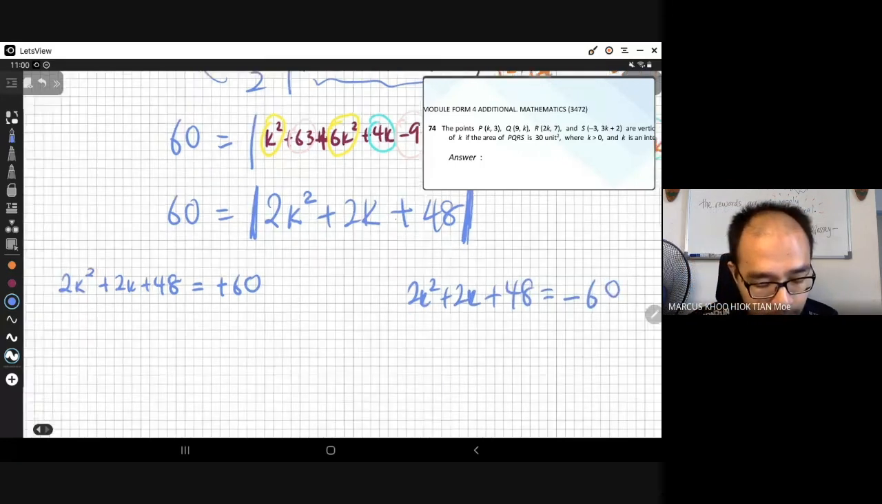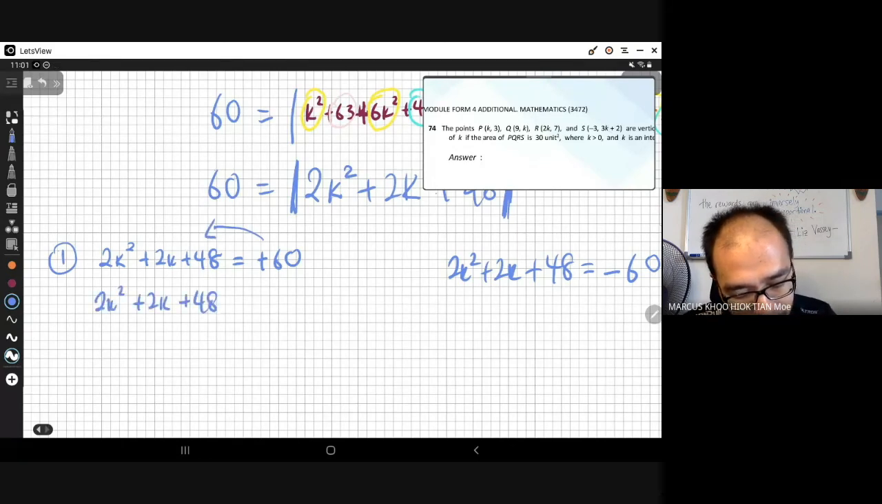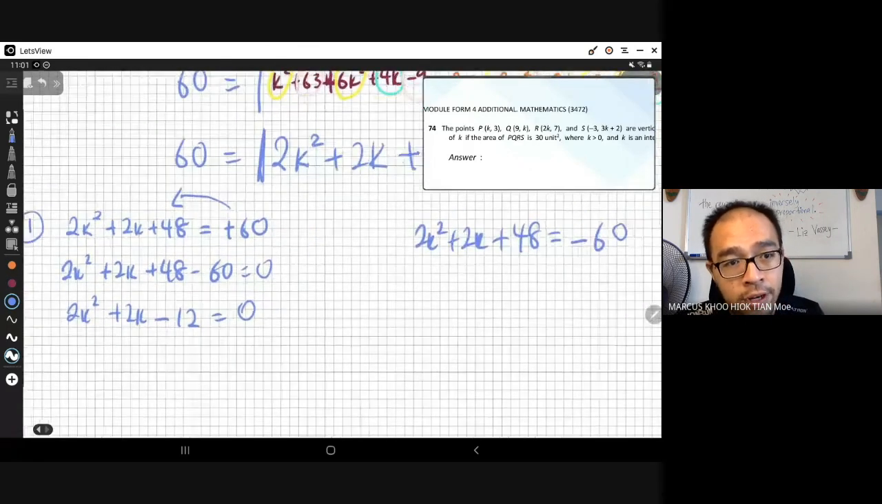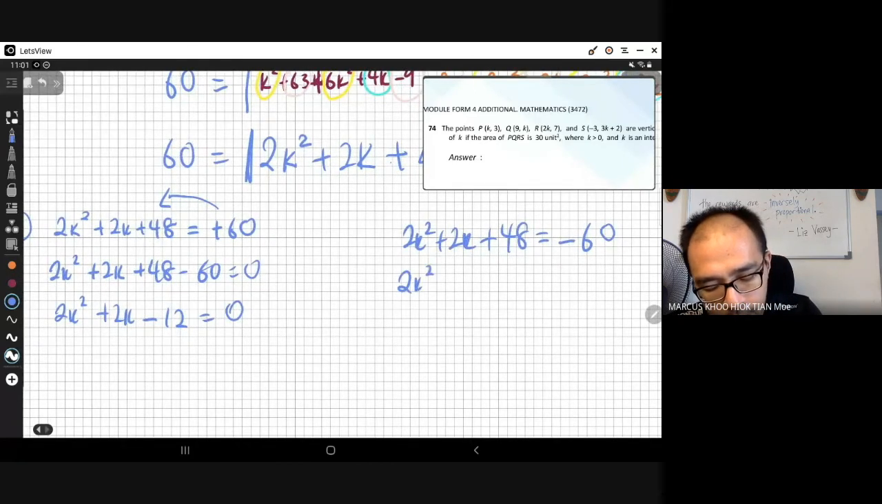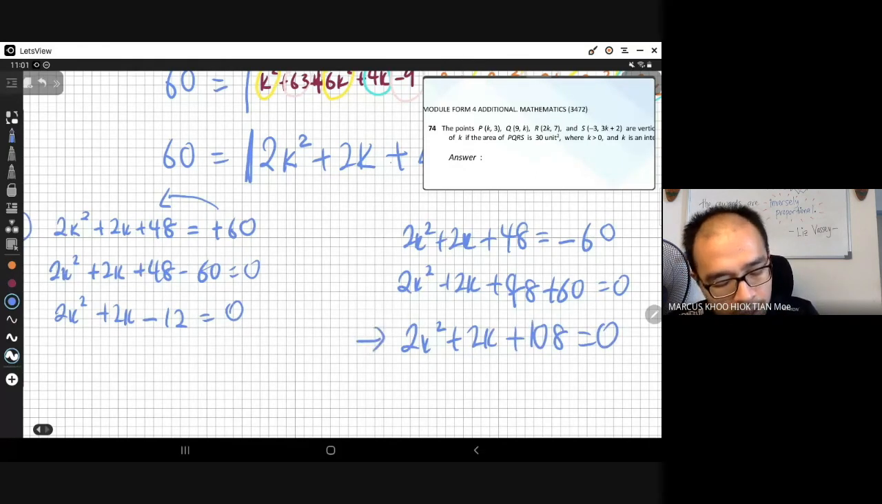Now, let's take a look at this. If this is positive 60, I'm going to do group 1 first. Move across, 2k squared plus 2k plus 48 minus 60 equals 0. 2k squared plus 2k minus 12 equals 0. Can you EQN the answer for me for this, please? If I do the second group, 2k squared plus 2k plus 48 plus 60 equals 0. So 2k squared plus 2k plus 108 equals 0. Also, EQN this answer for me, please.